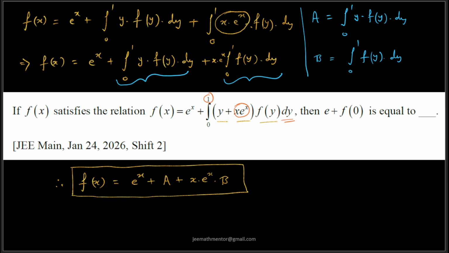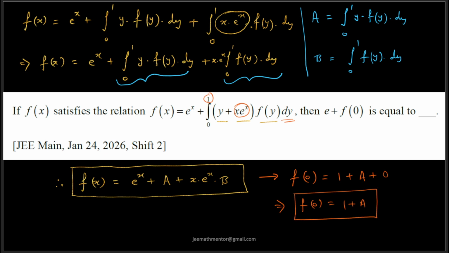One more thing I would like to bring your attention to is that if you put x equal to 0 here, you would be getting f(0) equals e to the power 0, which is 1, plus A, plus this is just 0 times something. Basically f(0) is 1 plus A. And we will see how we can make use of this later. We'll return to this later.